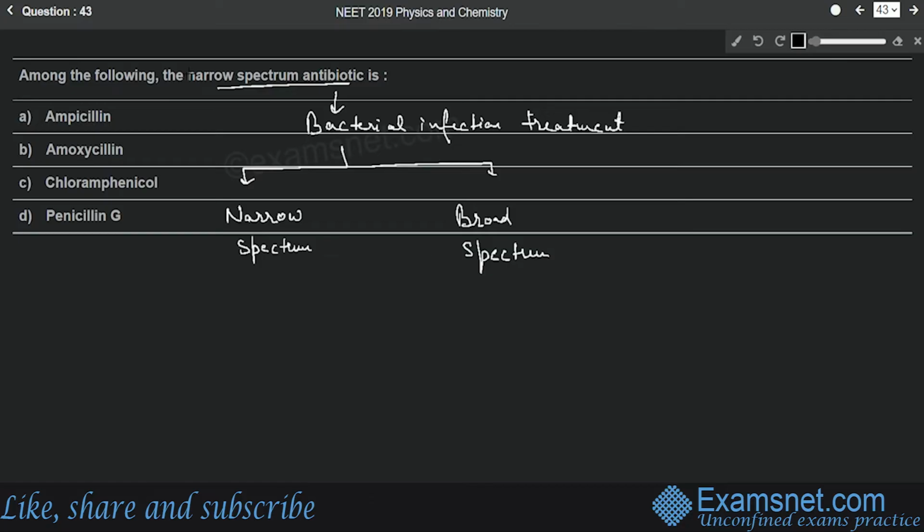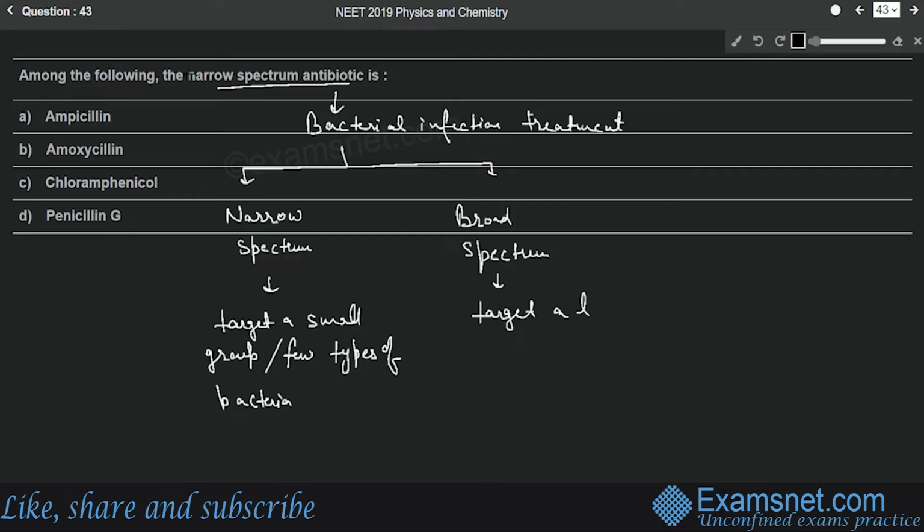What do you mean by narrow spectrum antibiotic? These are the antibiotics which target a very few types of bacteria. So they target a small group, or you can say few types of bacteria. Whereas if we talk about the broad spectrum antibiotics, then these target a large variety of bacteria.